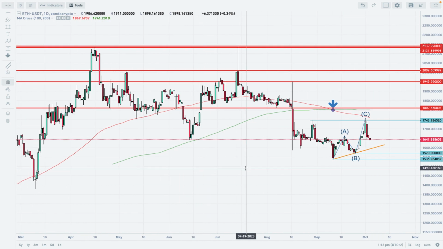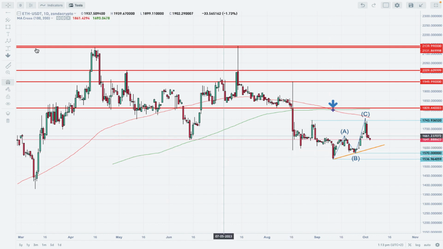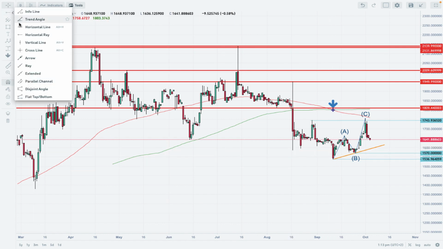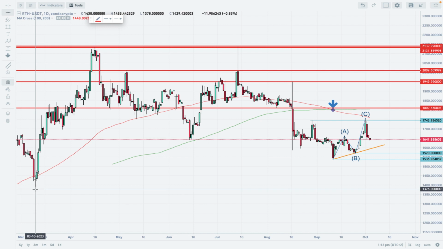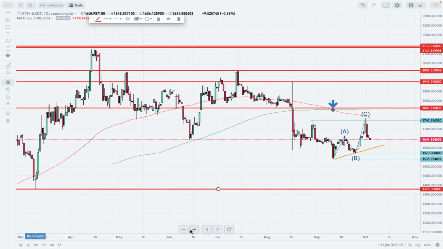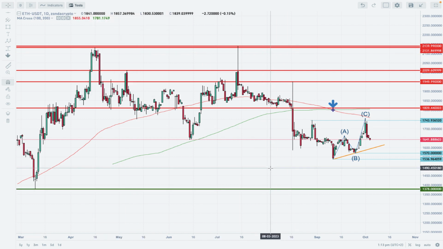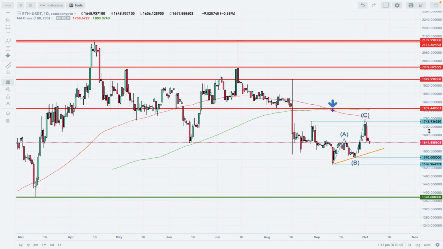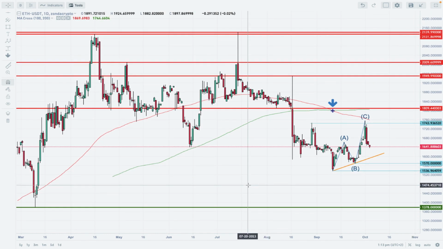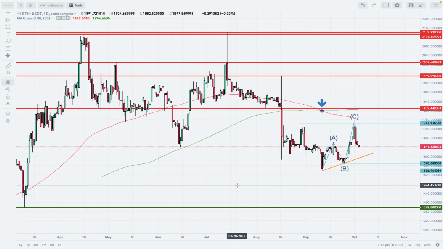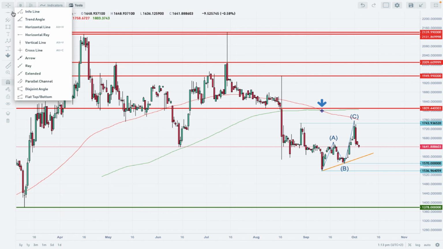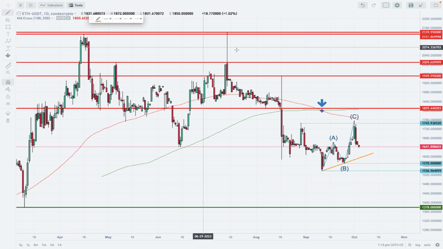Okay, so what will happen if this level is violated? Most likely the level of 1378, which is quite important technical support, will be hit sooner or later. So the market of the Ethereum is basically under big pressure. The bearish pressure is under the bearish control, and they want lower prices.